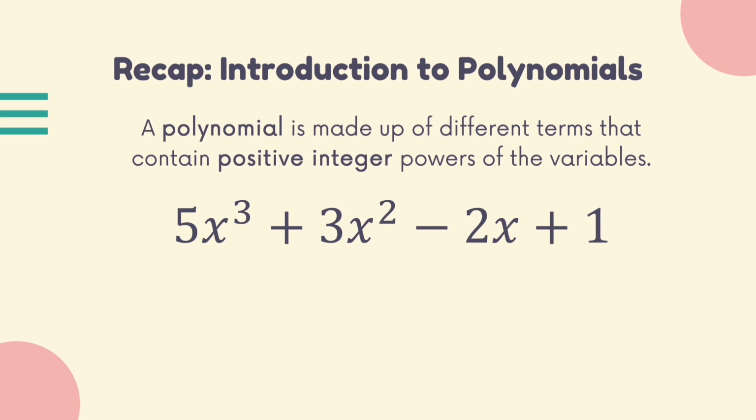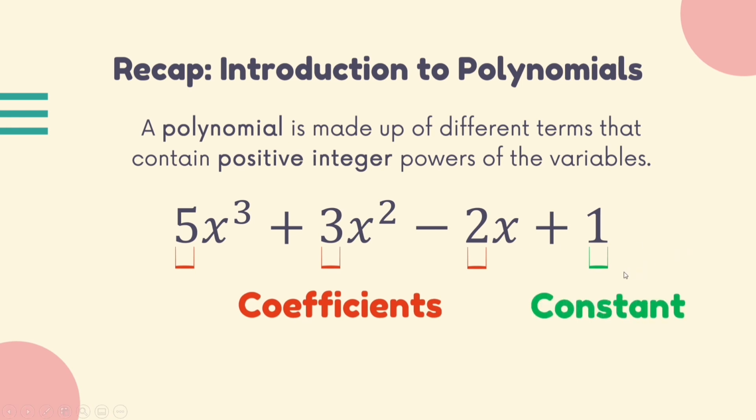The number appearing in each term in front of the variable is what we call the coefficient. In this case, 5, 3, and negative 2 are the coefficients. The number appearing all by itself without a variable is what we call a constant. In this case, 1 is the constant. Again, in this given polynomial, the coefficient of x cubed is 5, the coefficient of x squared is 3, the coefficient of x is negative 2, and the constant is 1.